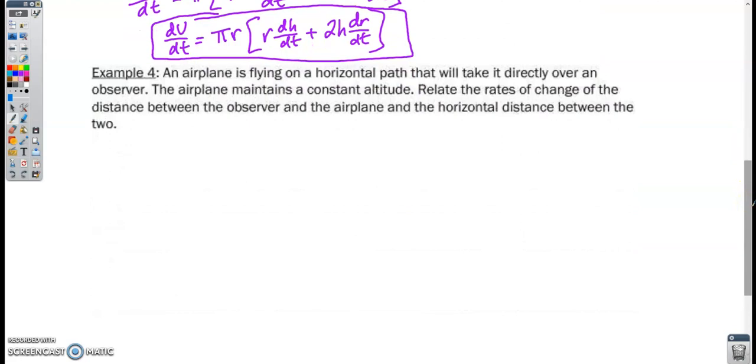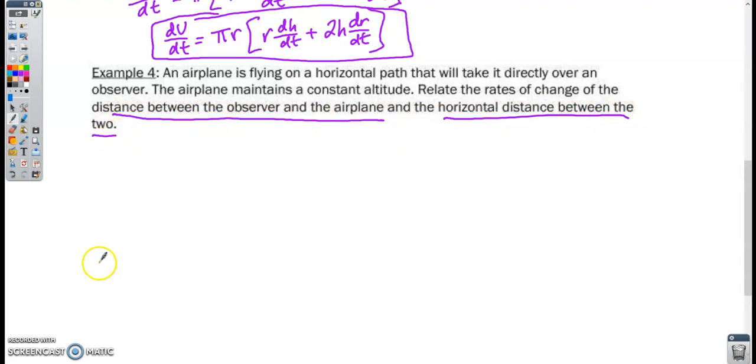An airplane is flying on a horizontal path that will take it directly over an observer. The airplane maintains a constant altitude. Relate the rates of change of the distance between the observer and the airplane and the horizontal distance between the two. Okay, so the distance between the observer and the airplane and the horizontal distance.